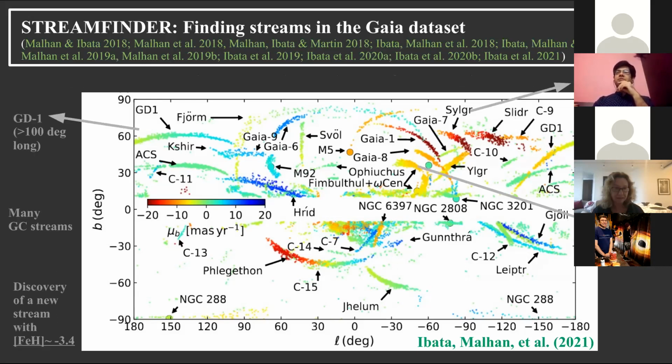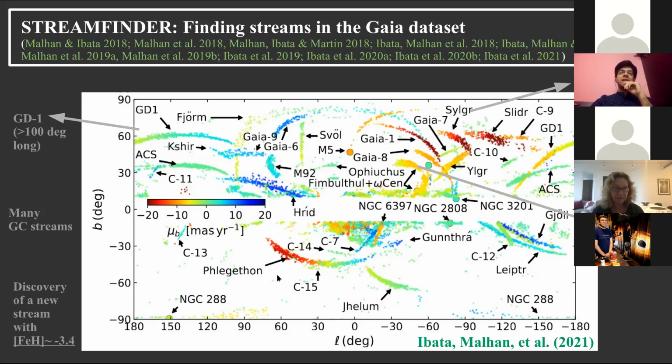Just to highlight some of the interesting streams, there is the stream Sylgr, which is a quite metal poor system. It has a metallicity of minus 2.92, which is quite low. Then there's the stream of the famous Omega Cen star cluster that you can see here. There's the very famous GD-1 stream that is quite useful to understand the dark matter distribution in the Milky Way. Many people have analyzed this stream for the purpose of probing dark matter, myself included.